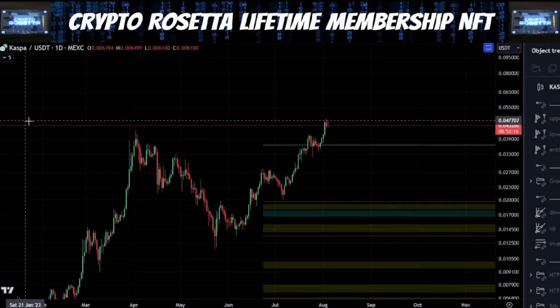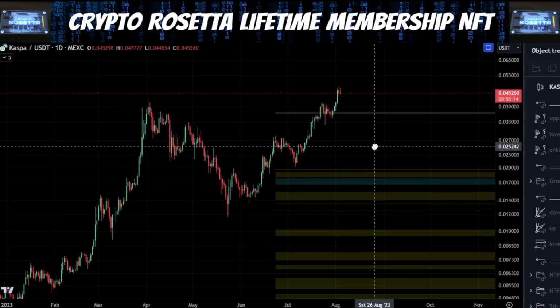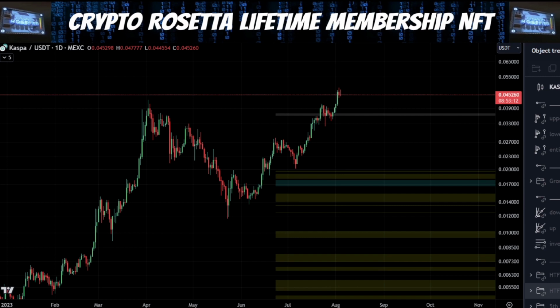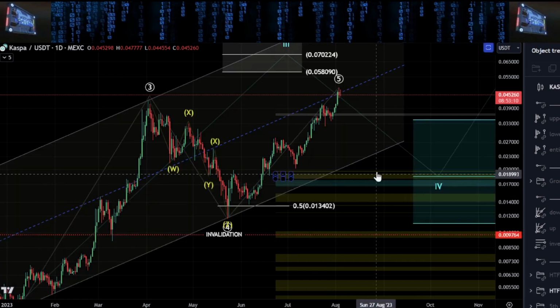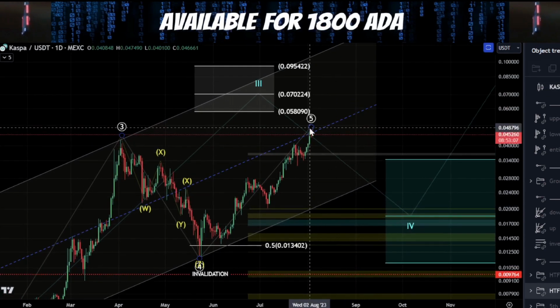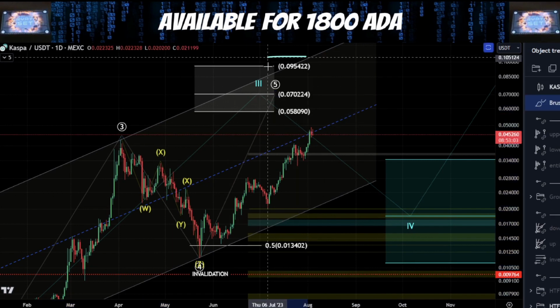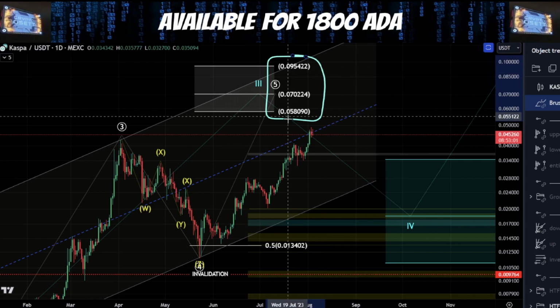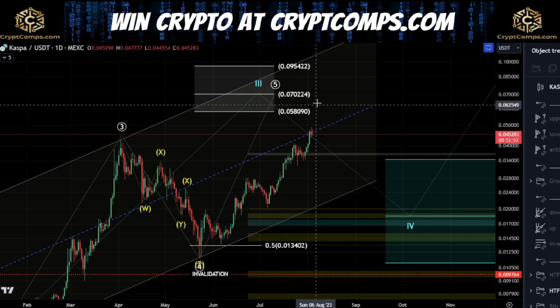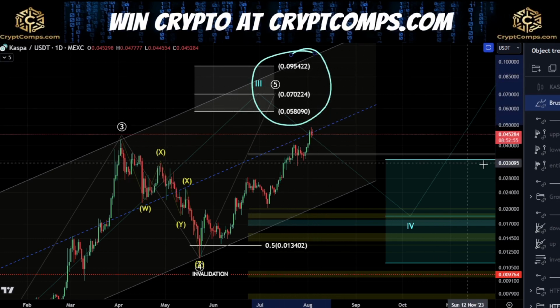Before we actually get into the lower degree counts here, we're going to go over some of those ideas that we talked about in the higher degree counts. It is possible here that we are still looking for this fifth wave to the upside, and the common target area we're looking for is this 09542 to this 058090. This would be the most common area that we're looking for as a fifth wave.